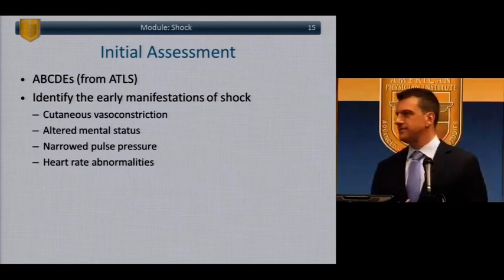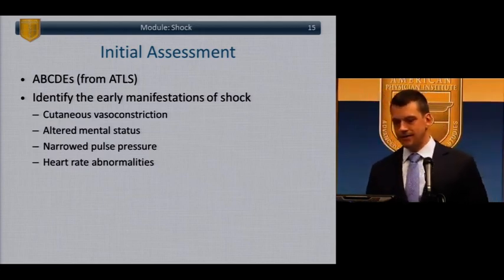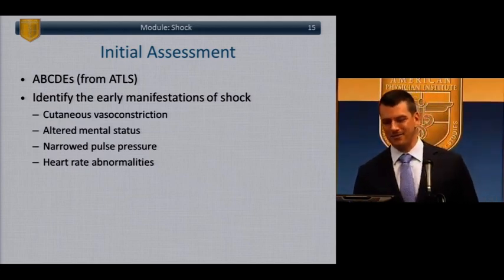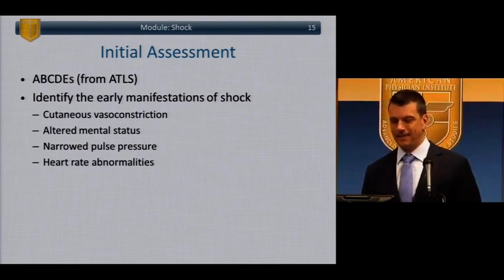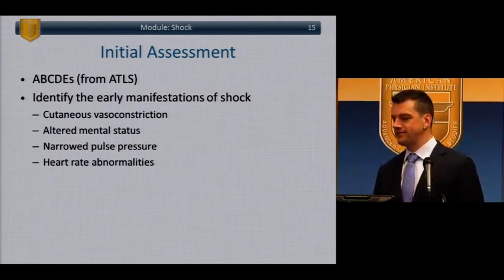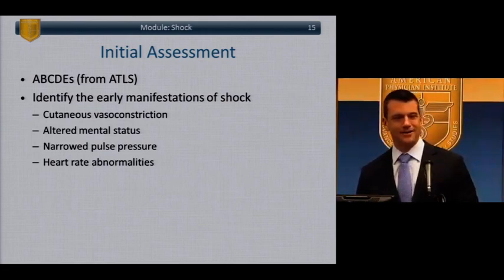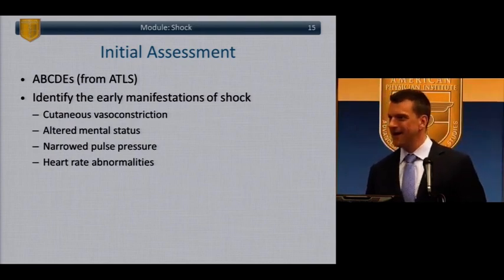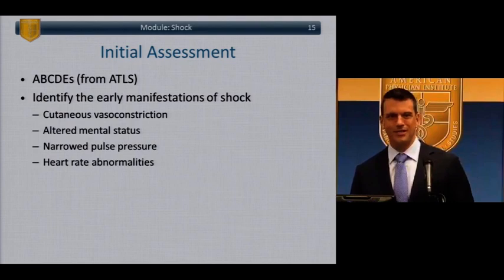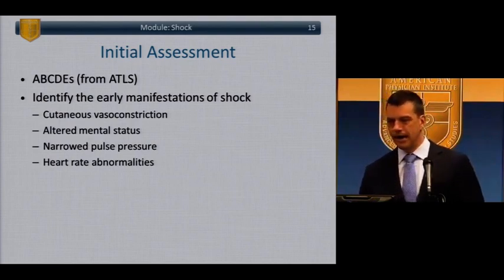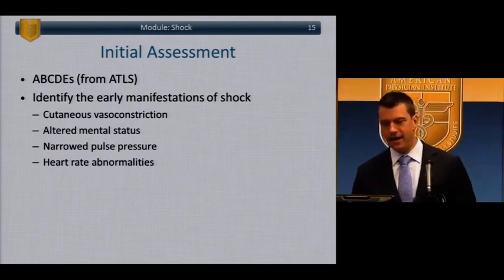So the initial assessment of this, or any patient, is taken from Advanced Trauma Life Support, the ABCDEs. Early manifestations of shock include cutaneous vasoconstriction. One of the easiest ways to check is to simply grab the patient's hand or their foot. If it's cold, something's going on. If those are warm, especially in a trauma situation, they're perfused. Other signs are altered mental status, the narrowed pulse pressure, and heart rate abnormalities.